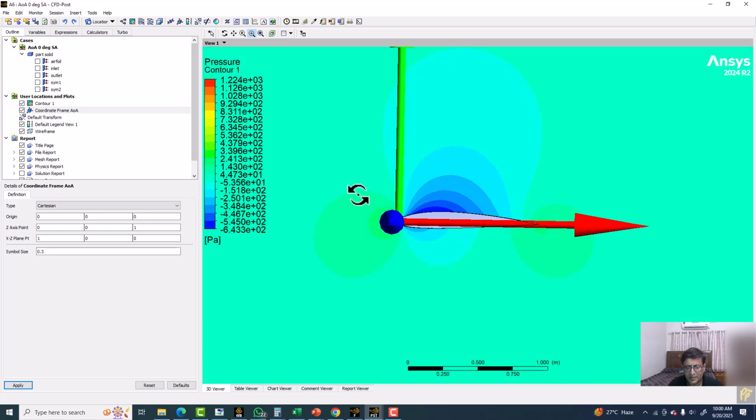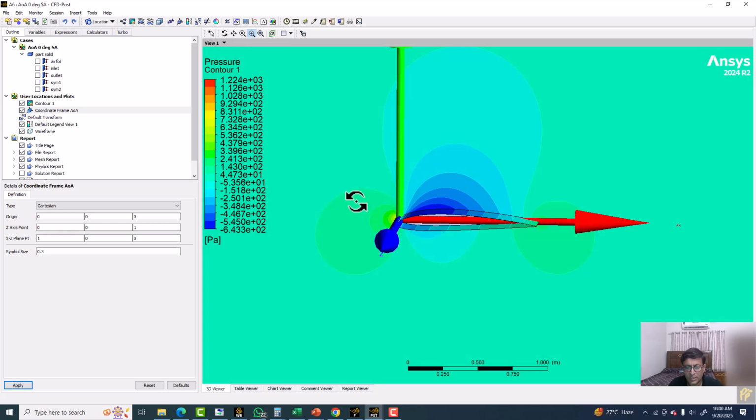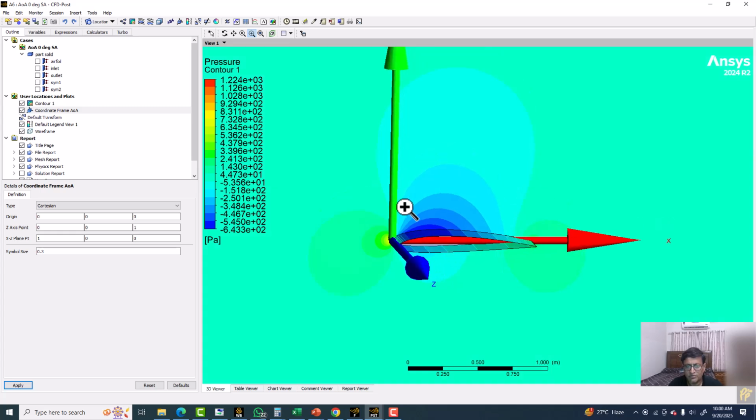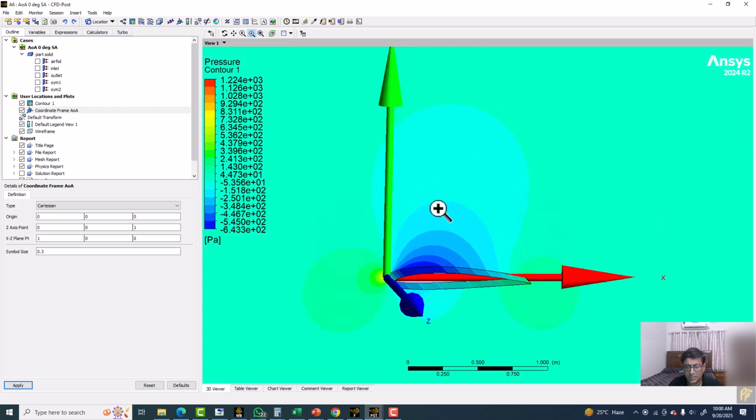Now see, there are three axes. One is the z axis, which is normal to the xy plane, where our angle of attack will be, and two of them are the x and y axes. The first thing is that we have to fix our z axis and our origin. If I am going for the moment coefficient, then I will put my reference frame at 0.3, or 30% of the chord length.